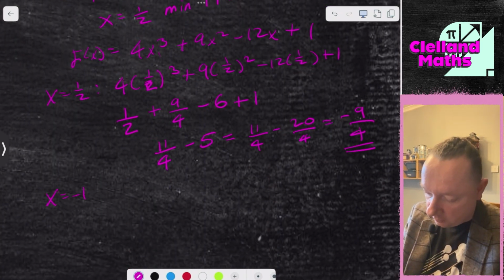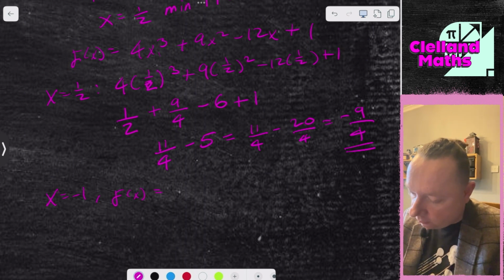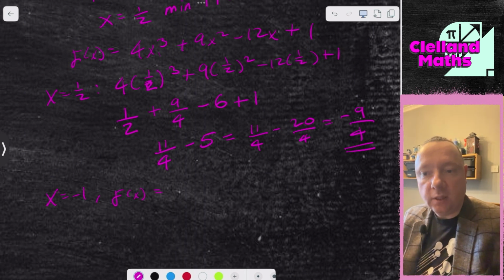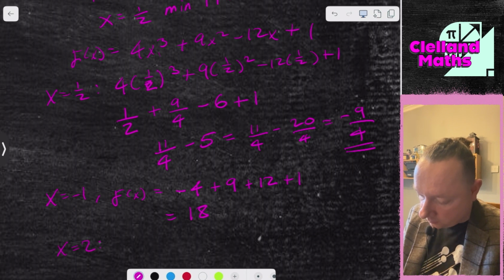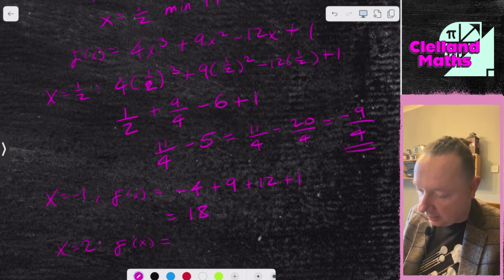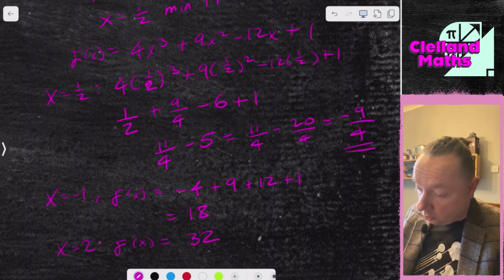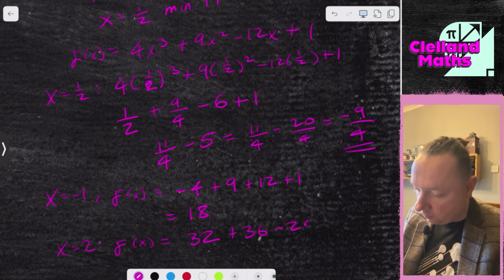So at x equal minus 1, f of x equals 4x cubed. So that's minus 1 times minus 1 times minus 1, which is minus 1. So that's minus 4. Plus minus 1 squared is 1, so that's plus 9. Minus 12 times minus 1 is plus 12, plus the 1. 9 minus 4 is 5. 5 plus 1 is 6, plus 12 is 18. And then at x equal to 2, f of x is equal to 4x cubed. 2 2s is 4 times 2 is 8. 8 4s is 32. 2 squared is 4, 9s is 36. I'm just subbing in. 12 2s is 24, plus 1.